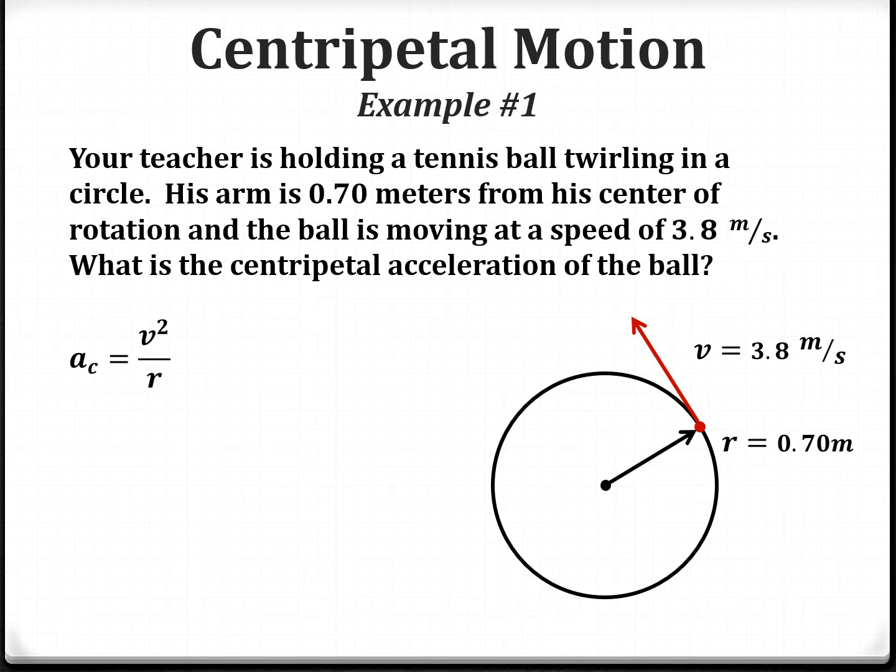Well, centripetal acceleration is going to be equal to velocity squared over radius. We got the velocity, it's 3.8, and we got the radius, it's 0.7 from the center of the circle. Go ahead and plug those in. 3.8 squared divided by 0.7 gives us 20.6 meters per second squared.